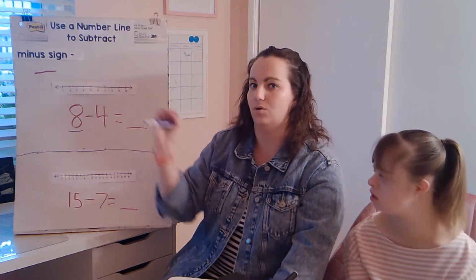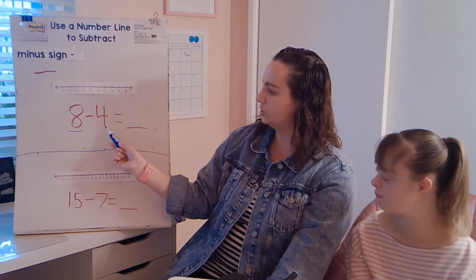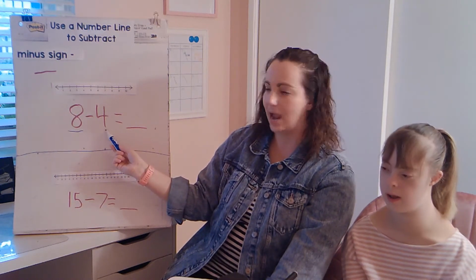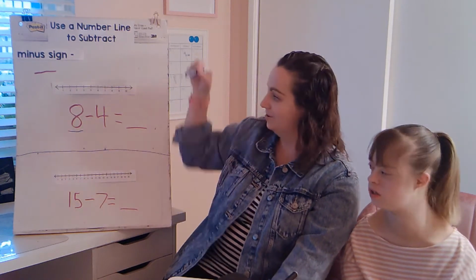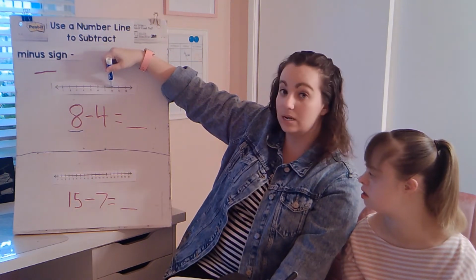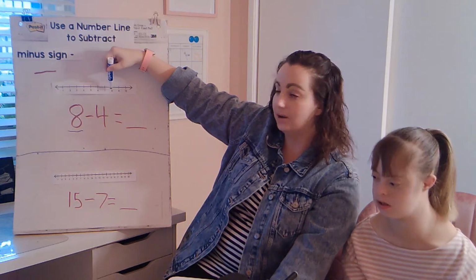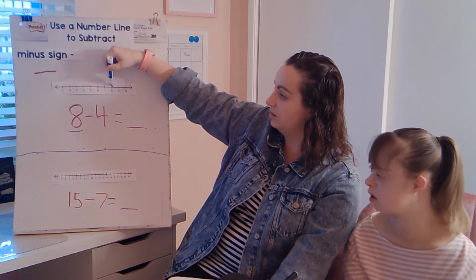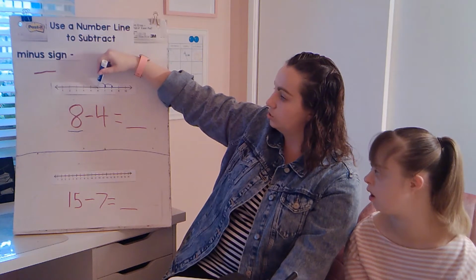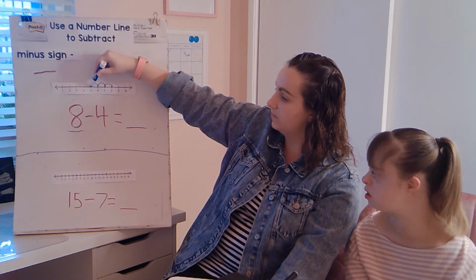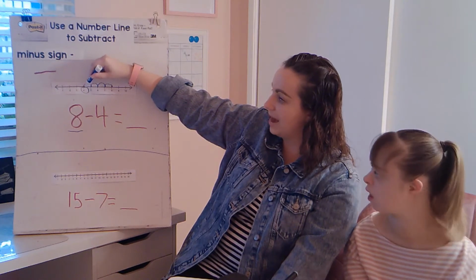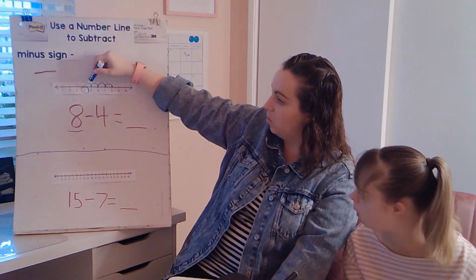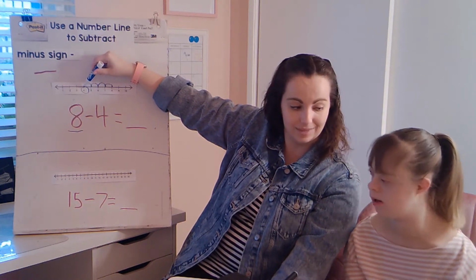Counting back, okay? Kaylee, how many spaces am I going to count back? How much am I subtracting? 4. 4, good. So I start at 8. I'm going to use the number line to help me keep track of my counting back. So I go 8, I go 1, 2, 3, 4 spots back. And I circle the number I land on to help me keep track.